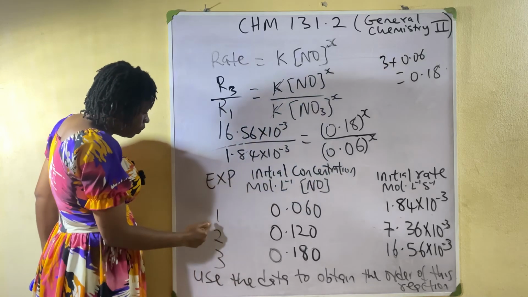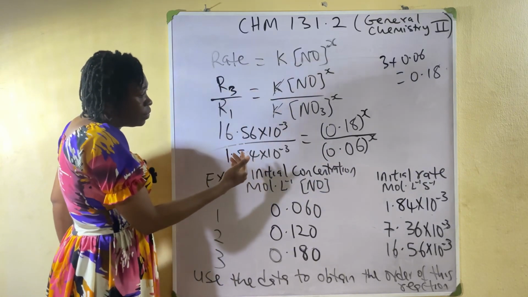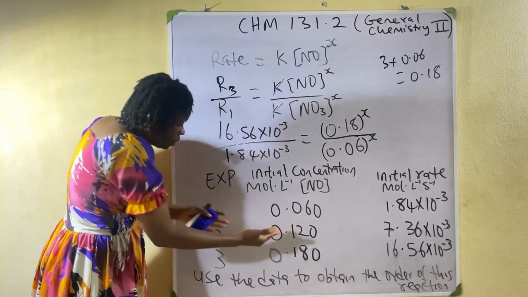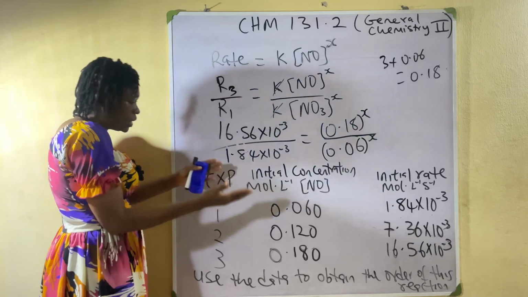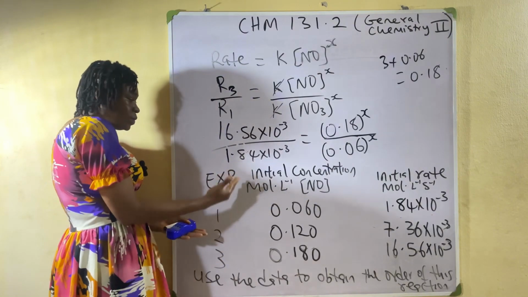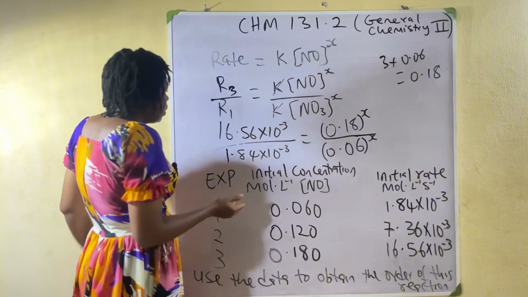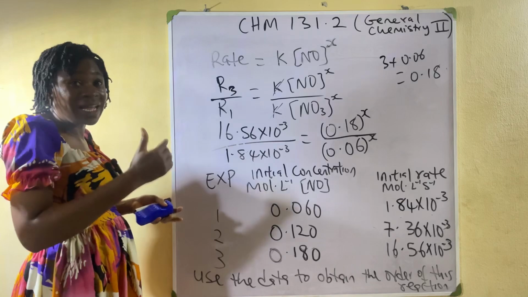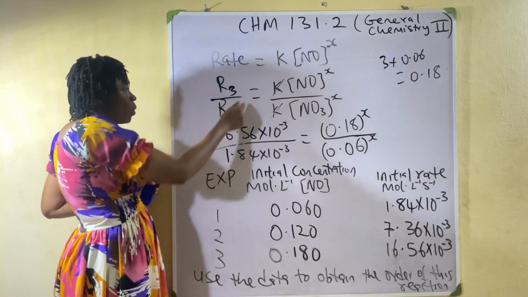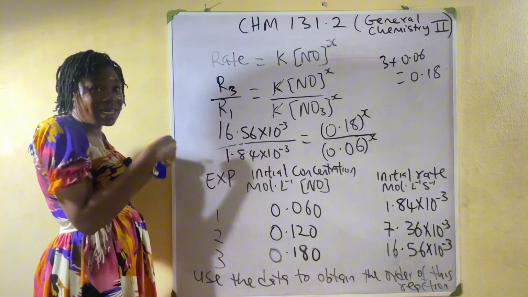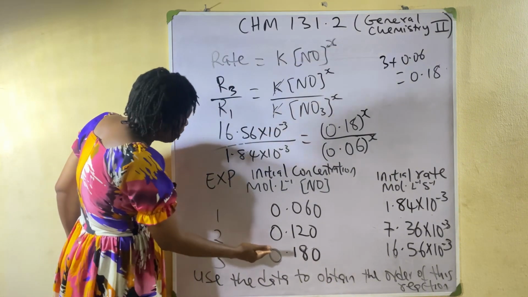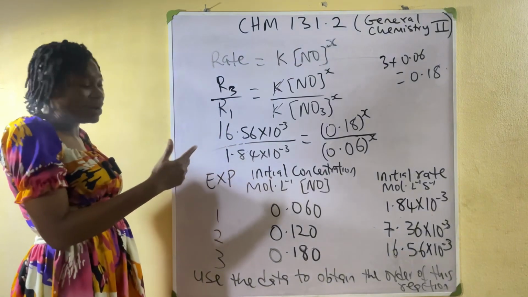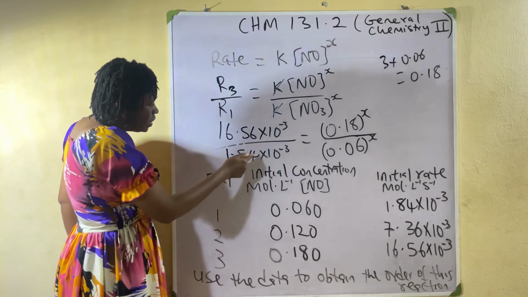We use R to represent rate. So you can use R3 over R1, R3 over R2, or R2 over R1 to give you the same answer. What's our R3 here? I will place the number that is higher above. If you place R1 and bring R3 here, you still get the same answer. So R3, the initial rate, is 16.56 times 10 to the power minus 3, all over R1, which is 1.884.